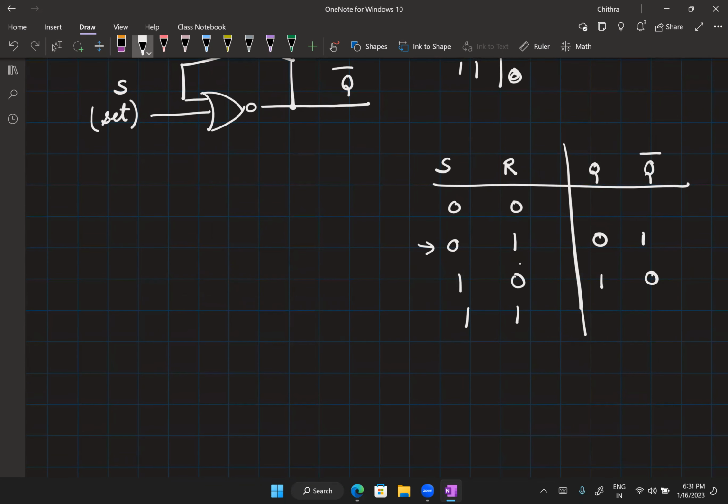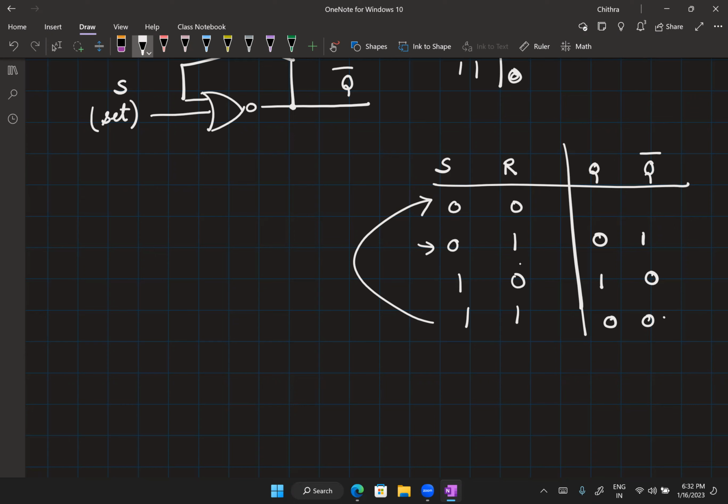The problem happens if you go from, so let's say this is 0, 0. If you go from 1, 1 to 0, 0, then you have a problem. If you move from 1, 1 to 1, 0 or to 0, 1, you are still fine. There is no race condition involved because the output is clearly defined. But if you are moving from 1, 1 to 0, 0, then depending upon whether S became 0 first or R became 0 first, you could have a very different output. Okay, is that clear?